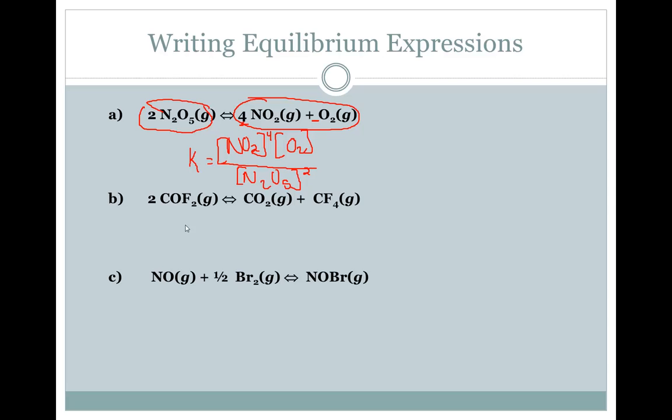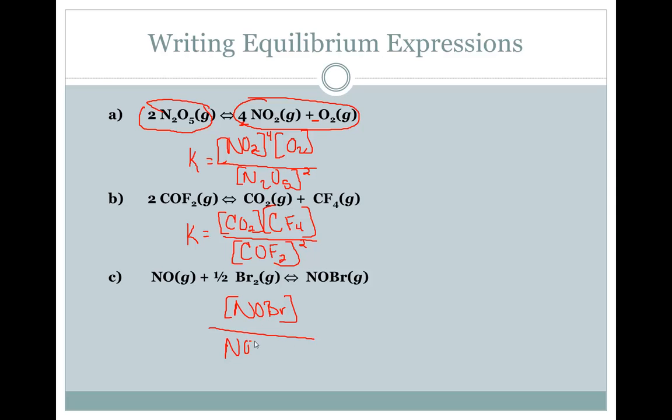K is equal to the right side over the left side. The products are CO2 with no coefficient, CF4 with no coefficient, and COF2 with a coefficient of 2. And finally, NOBr with no coefficient, NO, no coefficient, Br2, this is a coefficient of 1/2, that's perfectly fine, we just put a 1/2 right there. That just means we're going to take the square root of it when the time comes. And that once again is equal to K.